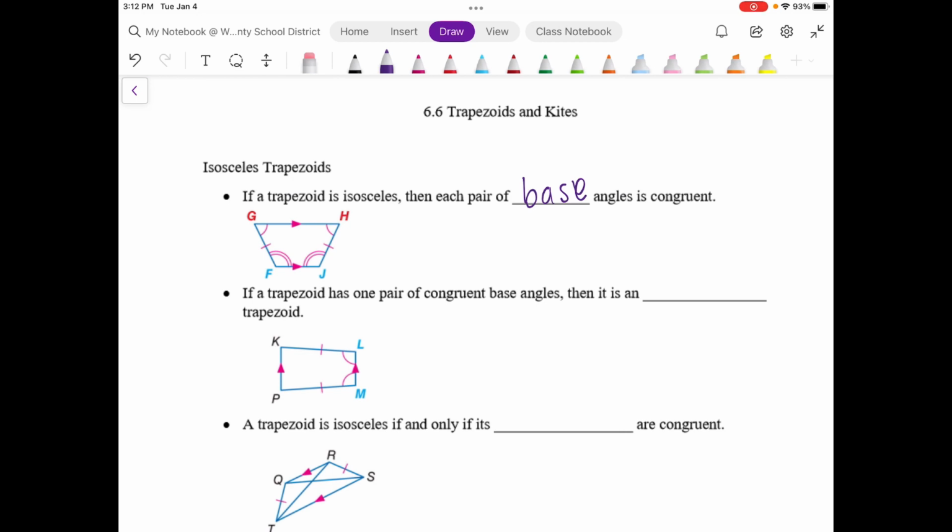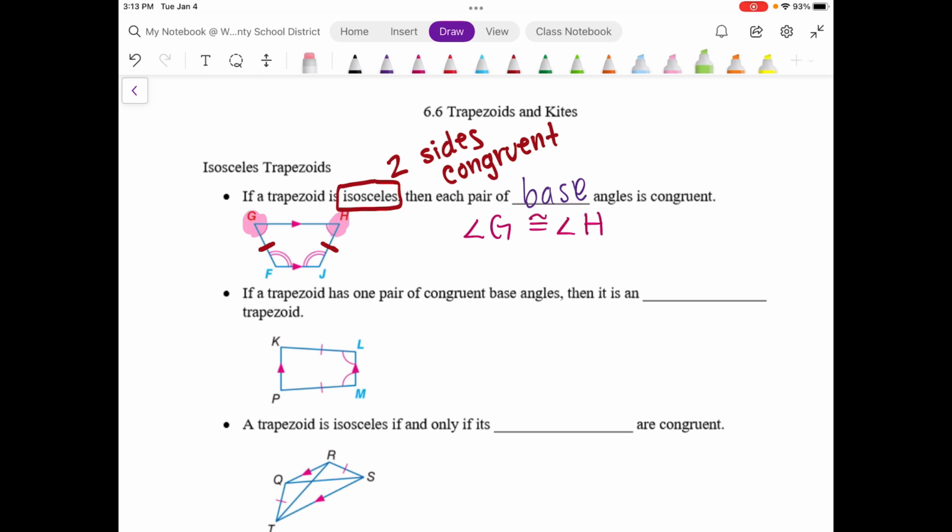So remember that the word isosceles means that two of the sides are congruent. In this picture, we have these markings right here showing me that these two sides are congruent. So we have two pairs of base angles that are congruent. We have angle G is congruent to angle H, and with my notation, I can write it this way: angle G congruent to angle H. And same thing with F and J. So I can say angle F is congruent to angle J.